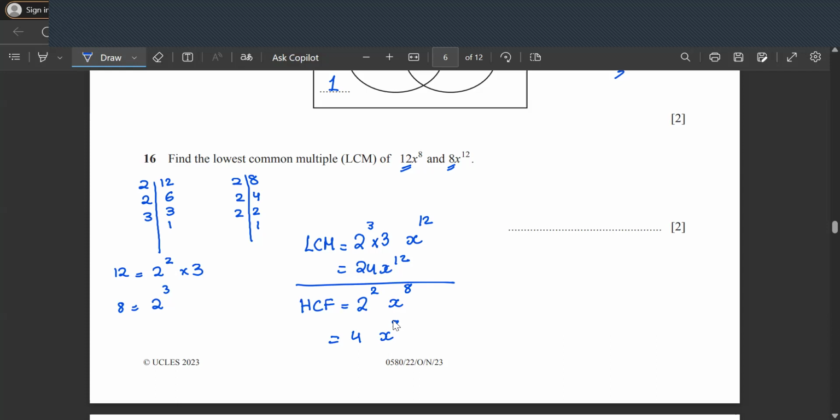This question comes a lot in paper 2. Okay?